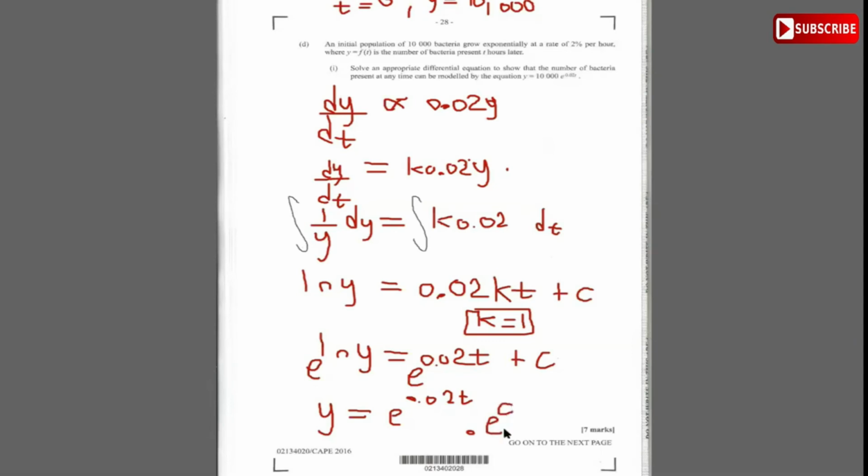Now, how are we going to find e to the c? e to the c is just some constant. We can call that k. Now, when t is 0, y is 10,000, so we can plug that in. So 10,000 is equal to e to the 0, which is 1, times e to the c, which implies that e to the c is 10,000. That's your constant.